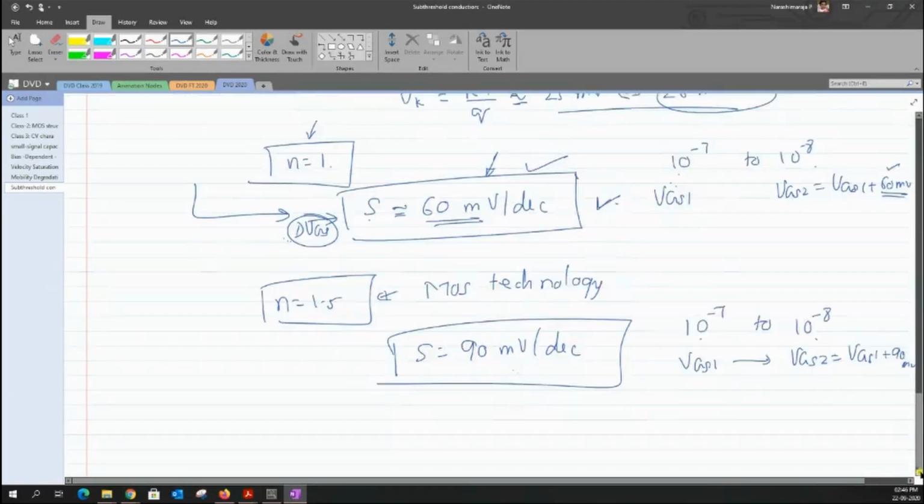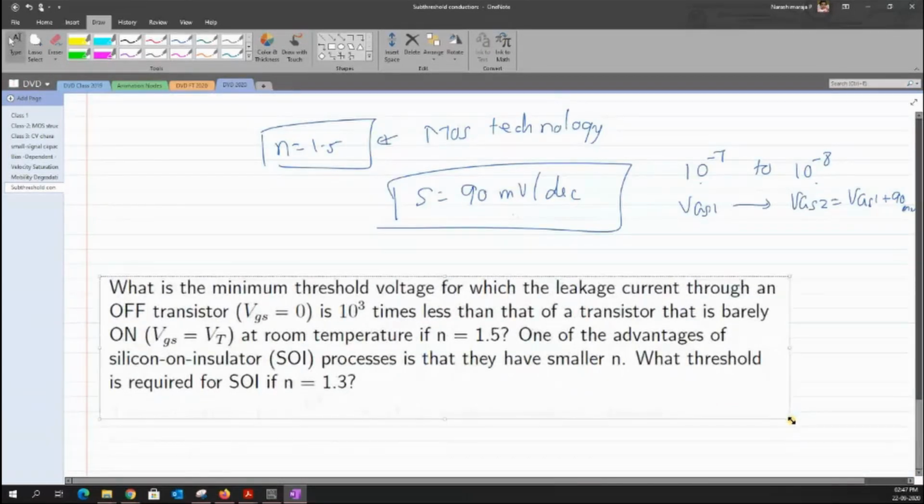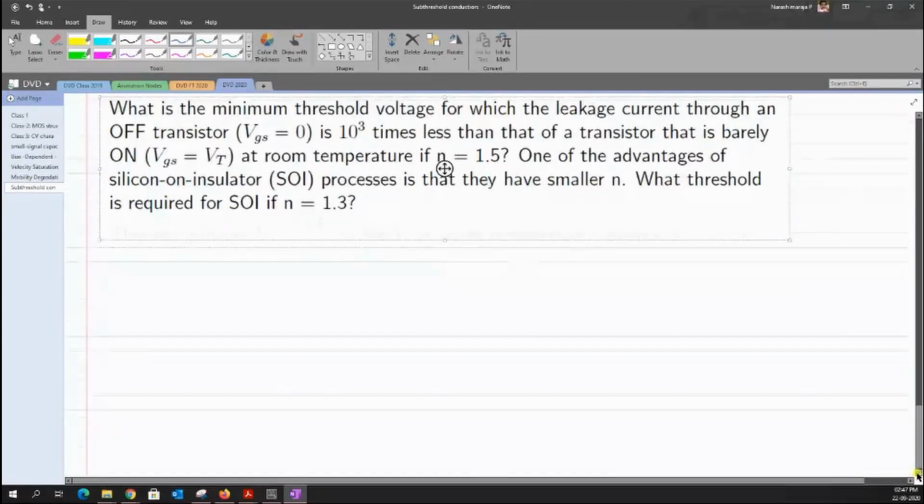Okay, so now let us do a simple problem here. Hope that you are able to see this particular problem. What is the minimum threshold voltage for which the leakage current through the off transistor, that is when VGS is equal to 0, is 10 to the power 3 times lesser than the transistor that is barely on when VGS is equal to VT? Assume that the value of N is equal to 1.5. We would be solving two things: one with N equal to 1.5, the other one with N equal to 1.3.